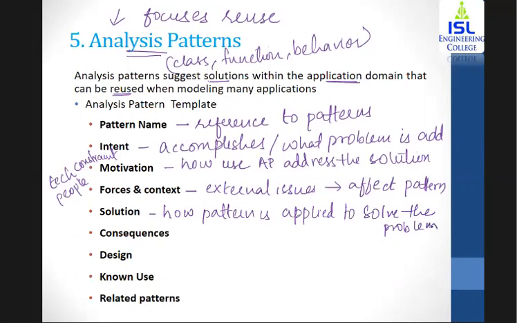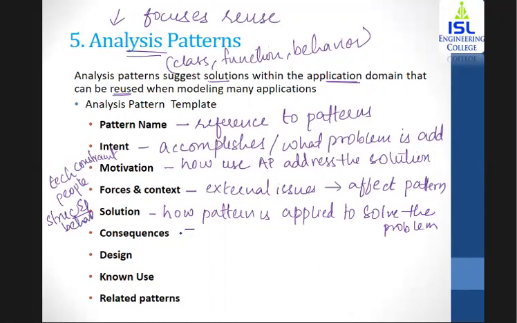That is your solution. Now, when you're giving the solution, how you're applying the solution, this is also focused upon all the structural and behavioral details.